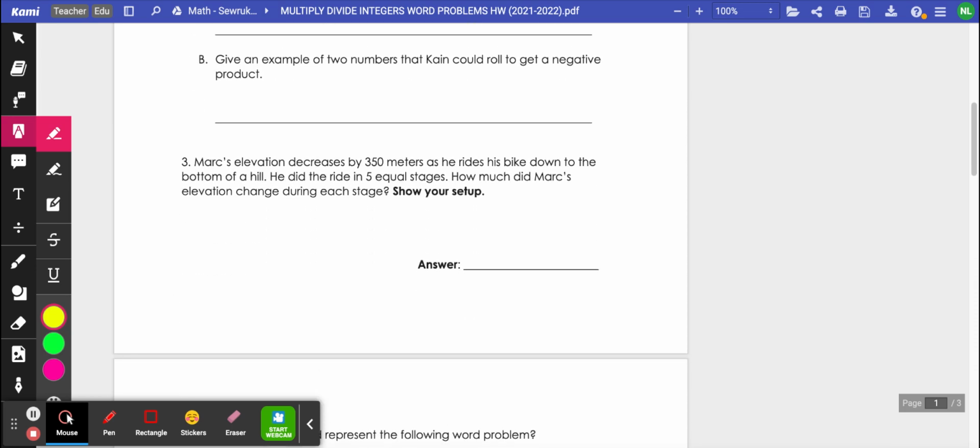Question number 3 says Mark's elevation decreases by 350 meters as he rides his bike down to the bottom of a hill. He did the ride in 5 equal stages. How much did Mark's elevation change during each stage?